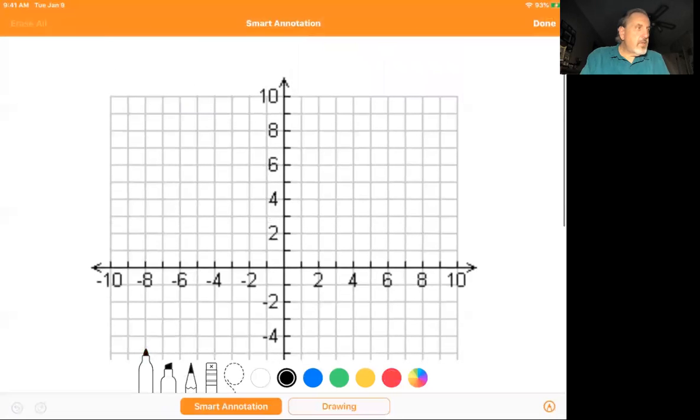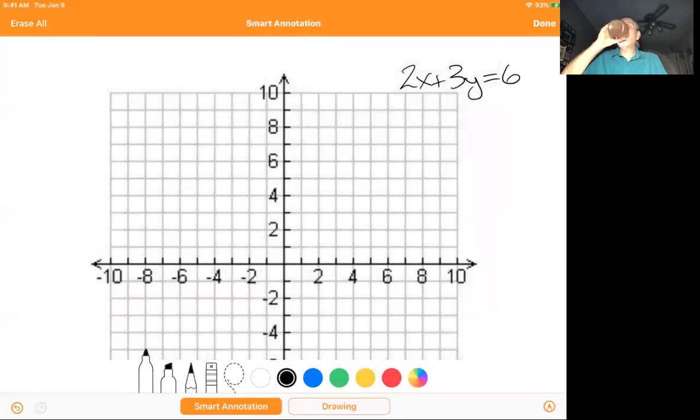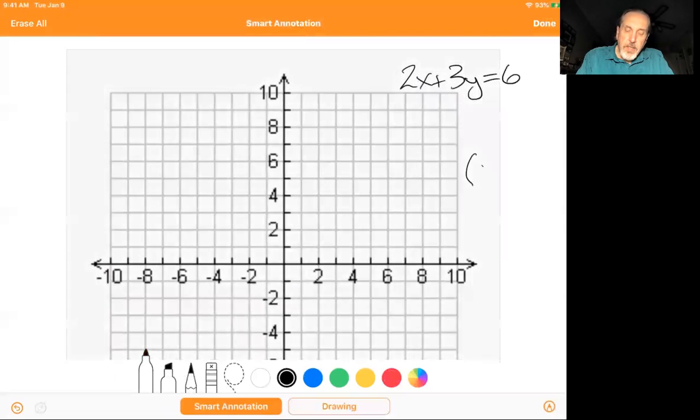All right. So the equation is 2x plus 3y equals 6. All right. So remember, we're going to find two ordered pairs. And what we're going to do is we're going to find the ordered pair when x equals 0. And we're going to find the ordered pair when y equals 0.